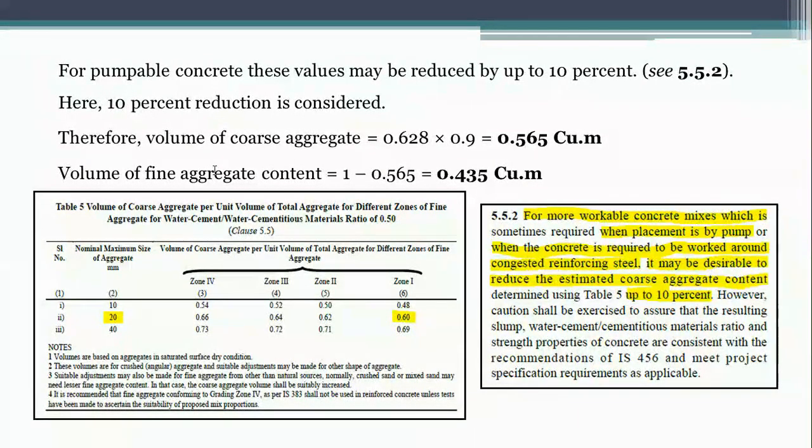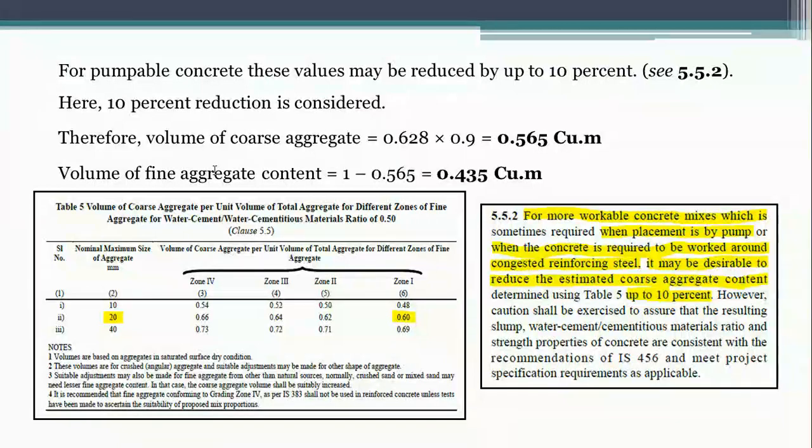So here also, the volume of coarse aggregate in the previous slide that we obtained is 0.628. We have to reduce 10%, so the remaining is 90%. So 0.628 of 90%, you will get 0.565, and the volume of fine aggregate is 1 minus 0.565, you will get 0.435 cubic meter. Okay, since it is in volume.